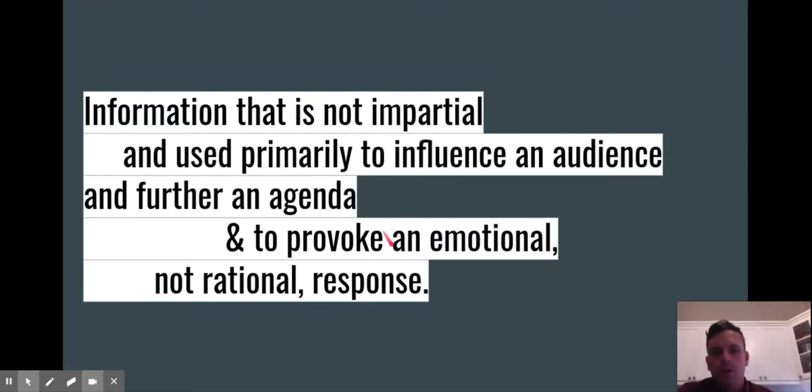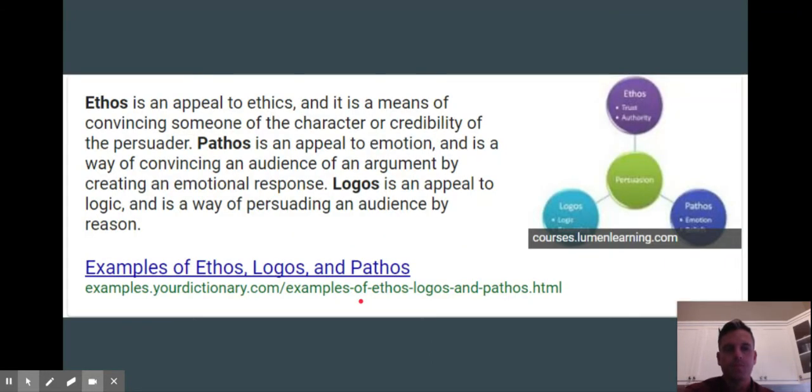And this is the important part: you're trying to provoke an emotional, not rational, response. Rational is calm, thought out, logical. You want a gut reaction. You want to hook them right away and get them to be disgusted, in love. You want them fired up right away on exactly what you want them to think about.